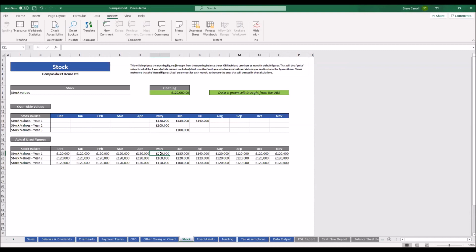Because it's an integrated model, the cash impact and the balance sheet as well, these figures will feed through automatically. So it's a very simple way of reflecting what your stock balances are and any seasonality in the business. If you don't have any stock, it's even simpler. There'll be a 0 there and you can forget this tab completely. So there's the overview of the stock tab.